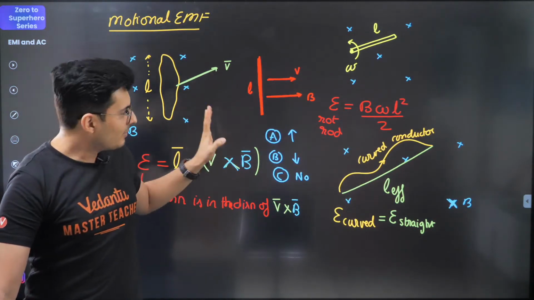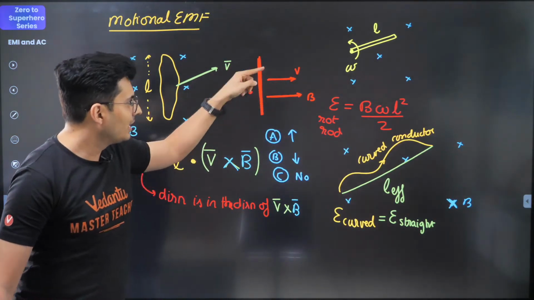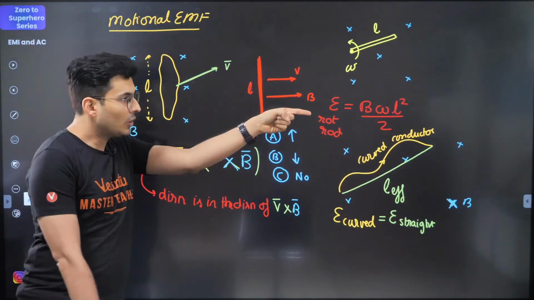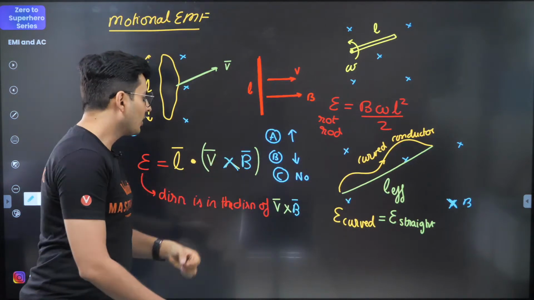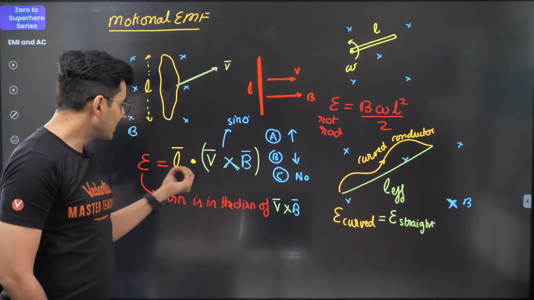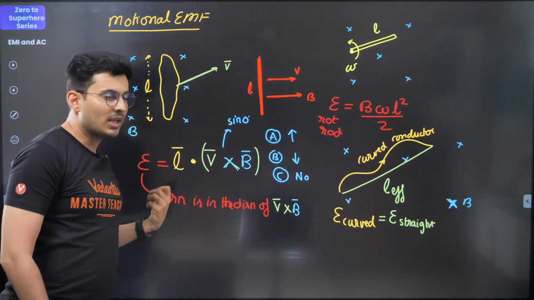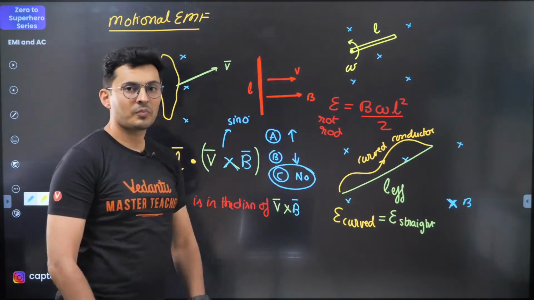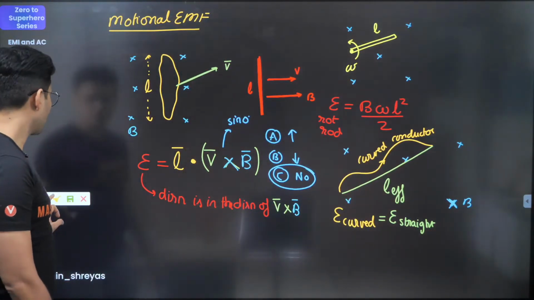Okay. Looks like many of you are correct about this. Very good. Velocity and magnetic field, V cross B will be 0. Velocity is parallel to magnetic field. Cross product is basically sine, so sine 0 is 0. Anything into 0 is 0. So EMF will be 0. There will not be any EMF in this. Very good.